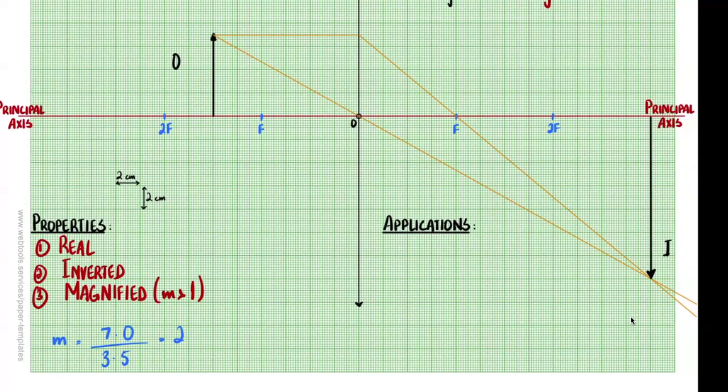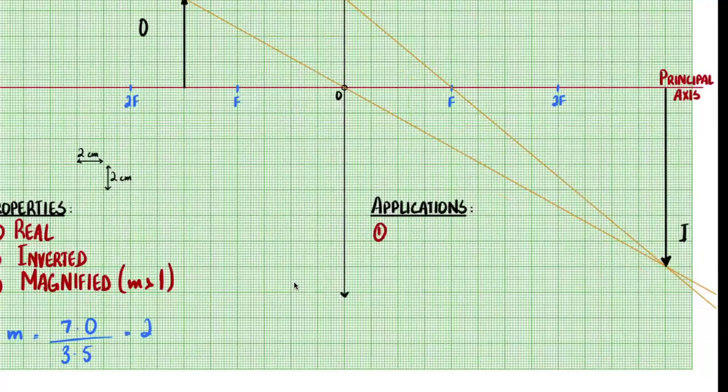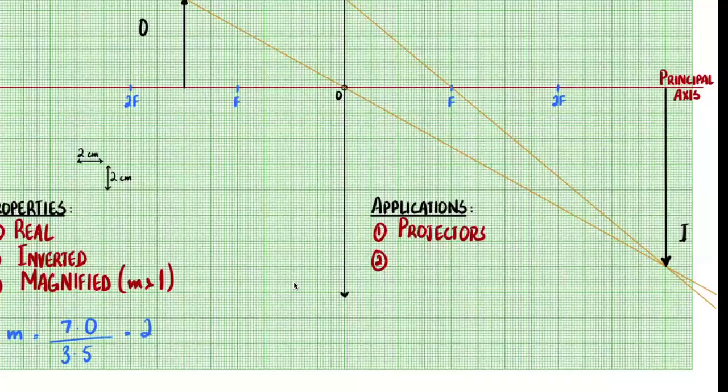So applications of this. So this case is used in projectors. So in projectors, the image formed is larger. Why is the image formed by the projector not inverted? Because there is another lens which inverts it back again to give us an upright image. And photograph enlargers. Alright, the detail of how these work is not really part of your syllabus.